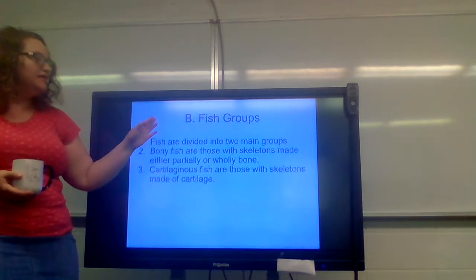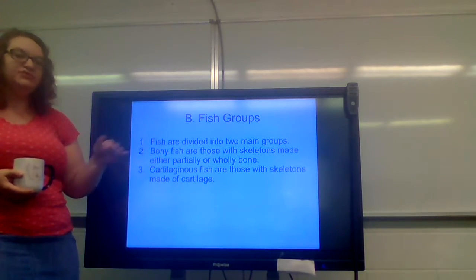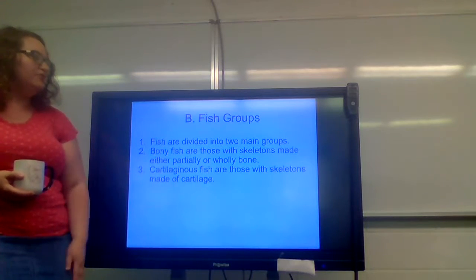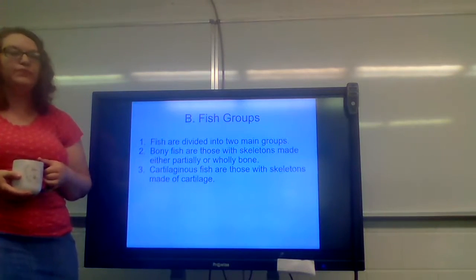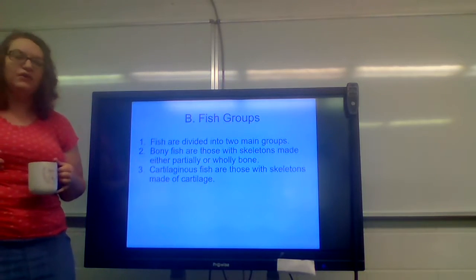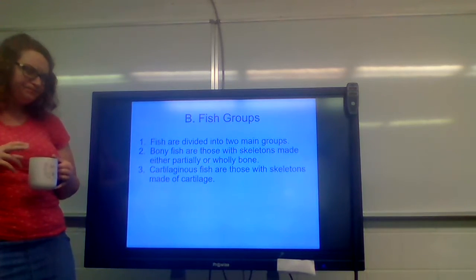All right, the two fish groups, like I said, we're going to talk about bony fish and cartilaginous fish. So the two main groups there, bony fish are those with skeletons made either partially or wholly of bone. So if there is any trace of bone in their skeleton at all, they fall into the bony fish category.